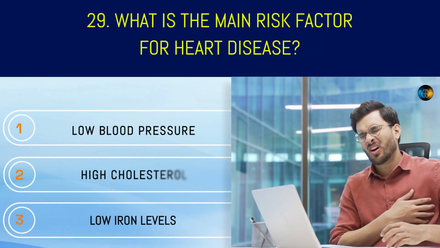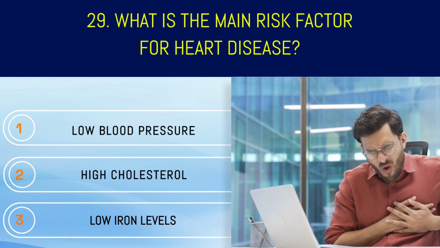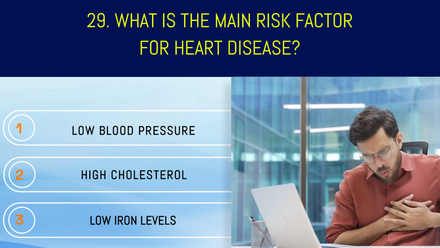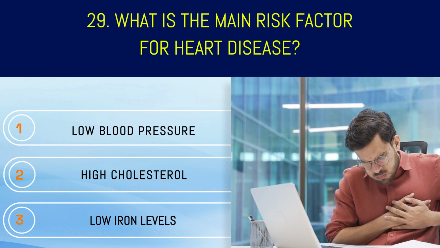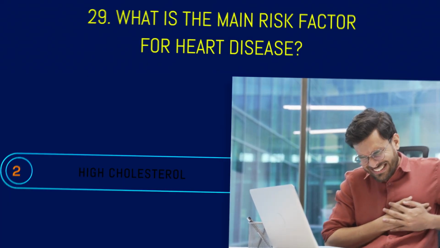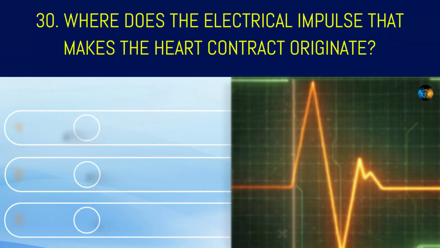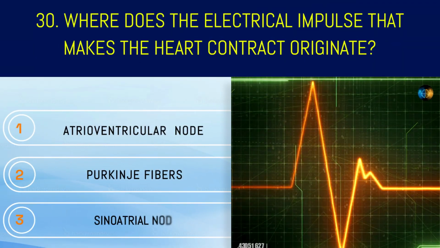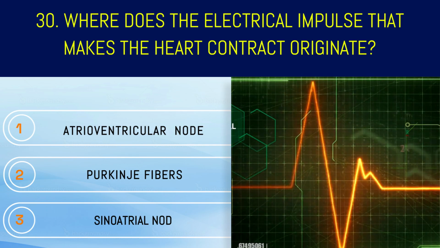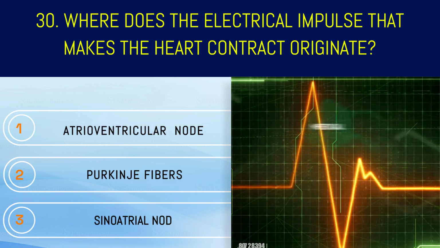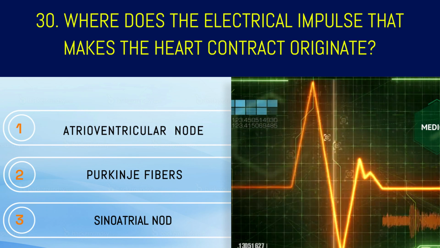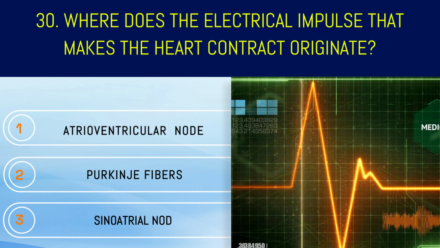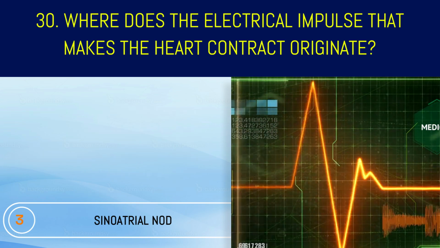What is the main risk factor for heart disease? Low blood pressure, high cholesterol, or low iron levels? High cholesterol. Now the most challenging question: where does the electrical impulse that makes the heart contract initially originate? Is it in the atrioventricular node, Purkinje fibers, or sinoatrial node? Sinoatrial node.